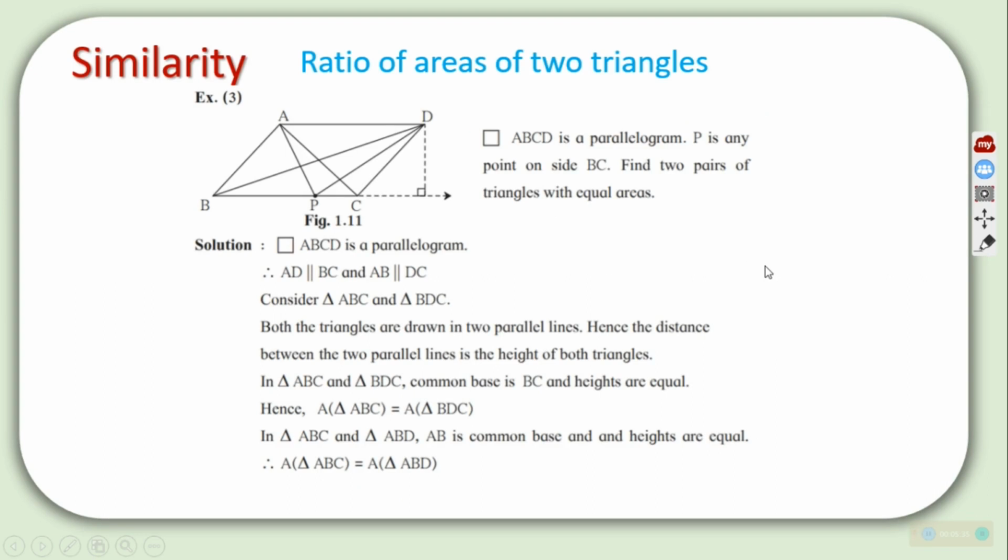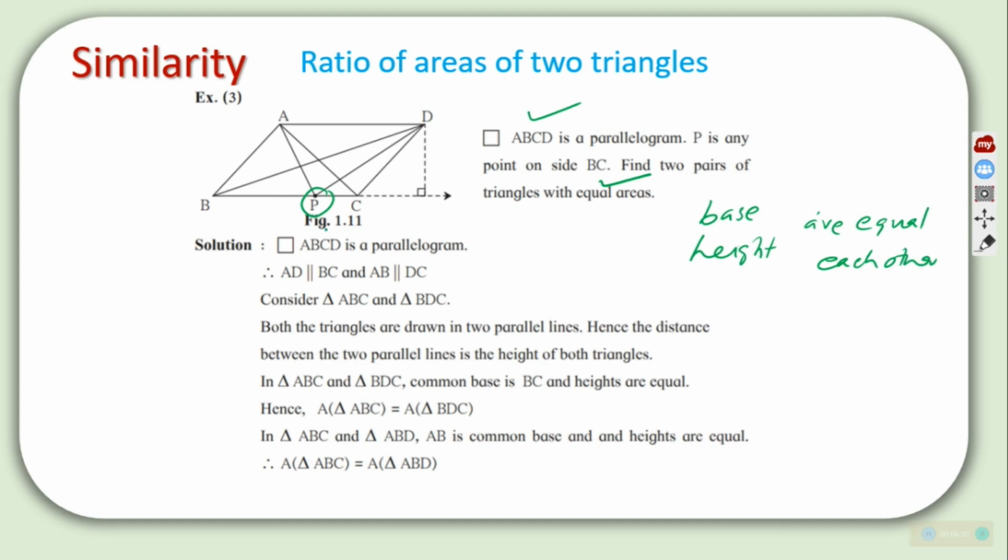Another example given is a parallelogram ABCD, and P is a point on the side BC. Find two pairs of triangles with equal areas. You have to find two triangles with equal area. The area of triangles will be equal when their base and height are equal.